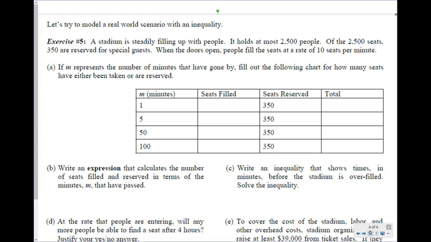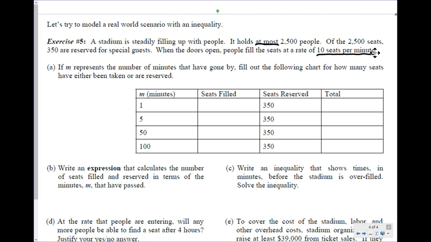So let's read. A stadium is steadily filling up with people. It holds at most 2,500 people. Of the 2,500 seats, 350 are reserved for special guests. When the doors open, people fill the seats at a rate of 10 seats per minute. That means that every minute, 10 seats are filled. Okay? So let's look at A.